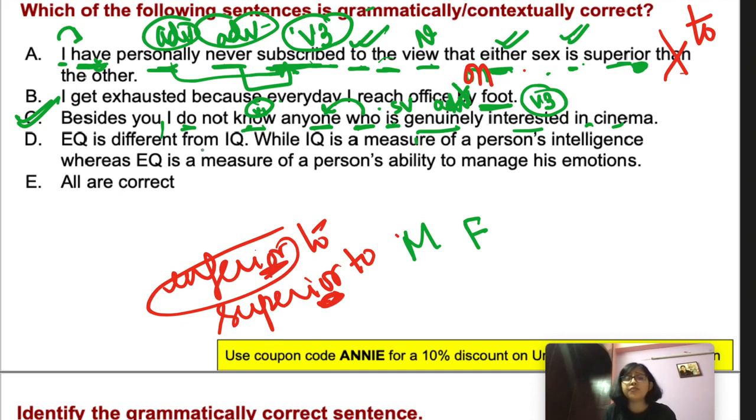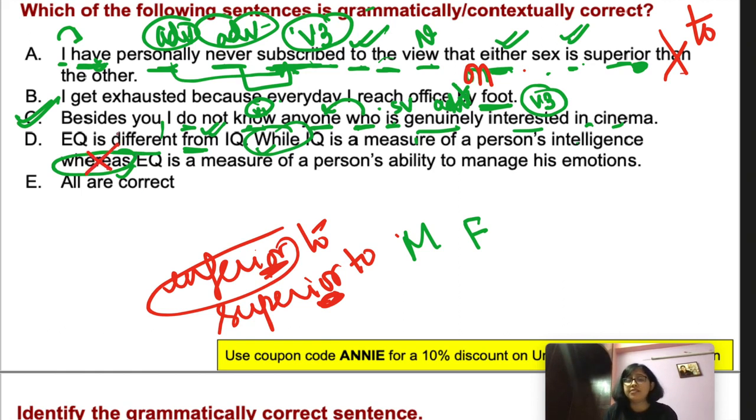Next, EQ is different from IQ. While IQ is a measure of a person's intelligence, whereas EQ is a measure of a person's ability to manage his emotions. Now different is always followed by from. Okay, different from IQ, this is correct. While has been used for denoting contradiction, and whereas also has been used for denoting contradiction. So you do not require two contradictory connectors in a single sentence. Okay, so here remove any one.